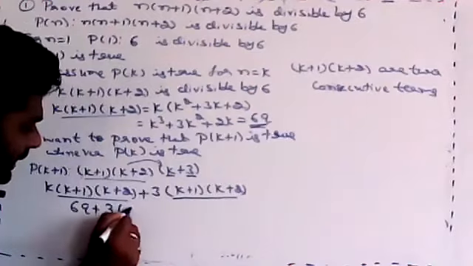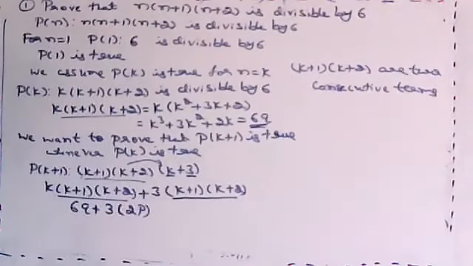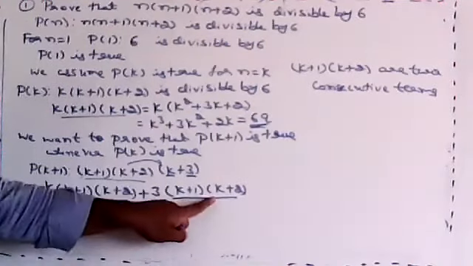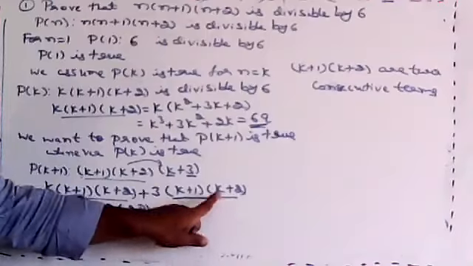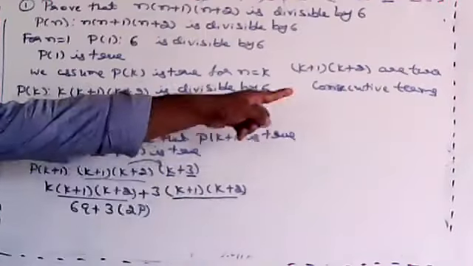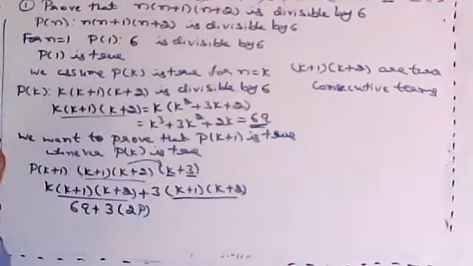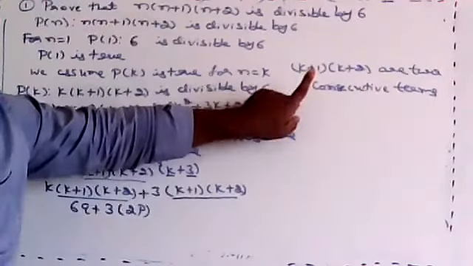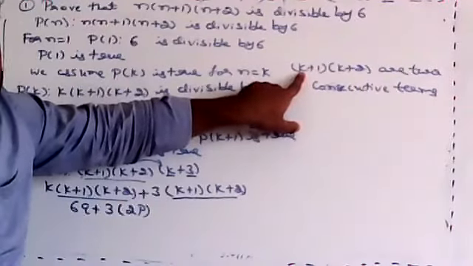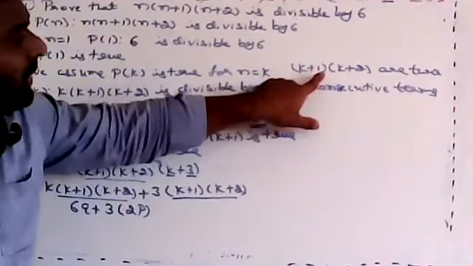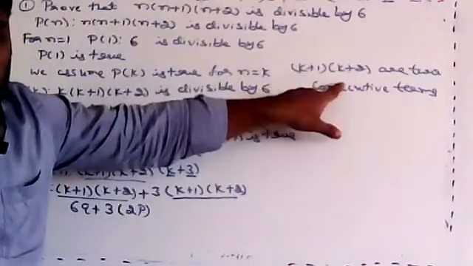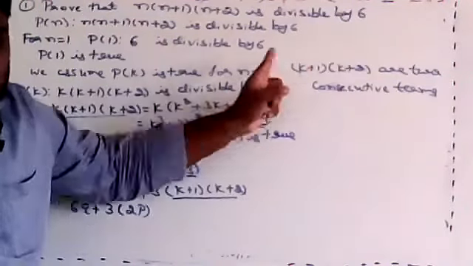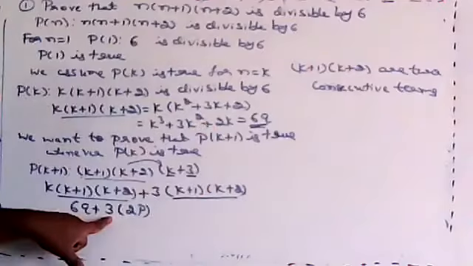So can I write this as a 2p? Can I take it as a 2p? Clear or not this stuff? k plus 1 into k plus 2 are two consecutive terms. For example, if suppose you take k is equal to 1 here, what you get? 1 plus 1 is 2, and here is 3. 2 into 3 is there, correct? Can we take 2 outside? So then it will be 6.